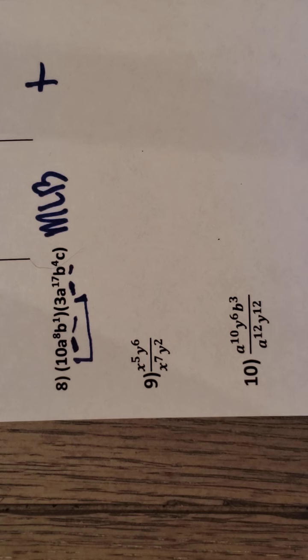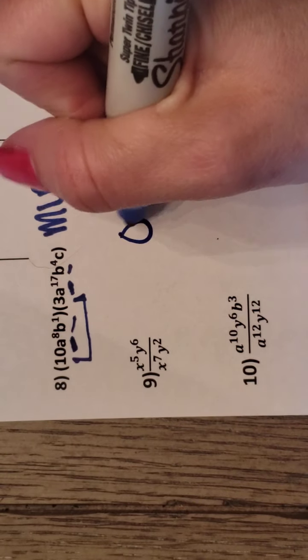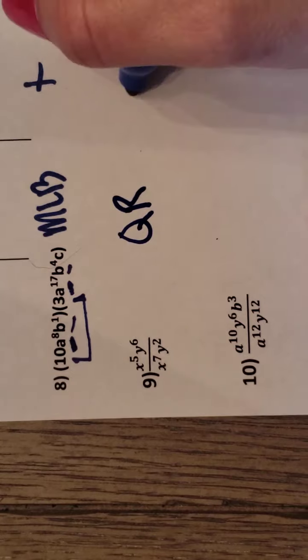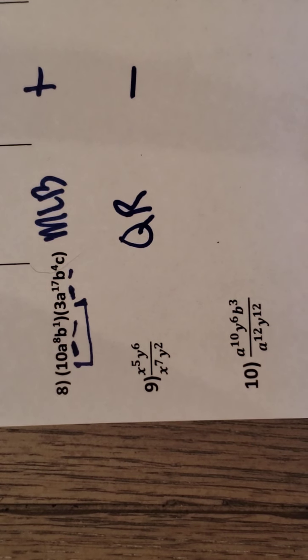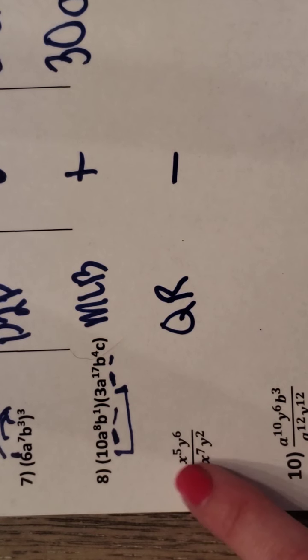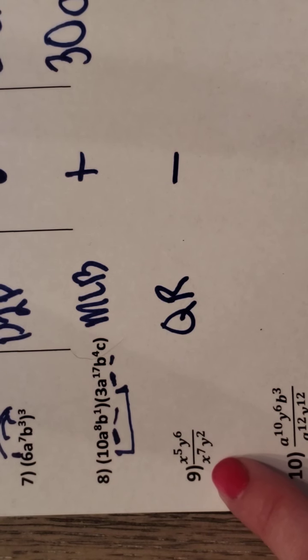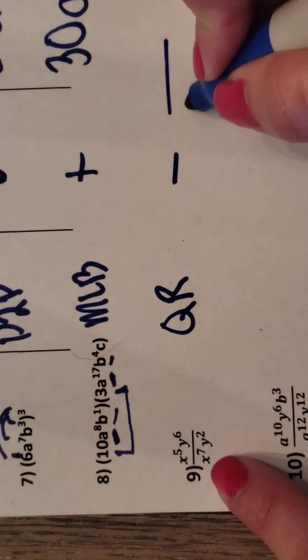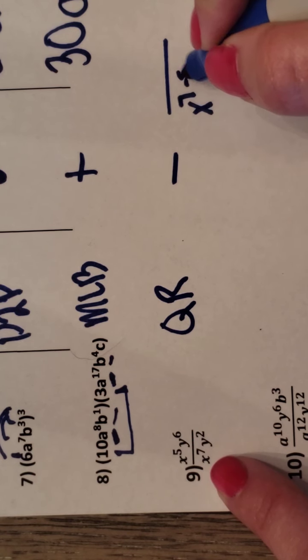All right, number 9, we automatically have a fraction bar. So we know that that is the quotient rule. And so we have quotient rule. We subtract our exponents. Look for your x. Where is your higher x? Hopefully you said the bottom. So I'm going to leave it on the bottom and subtract the top.